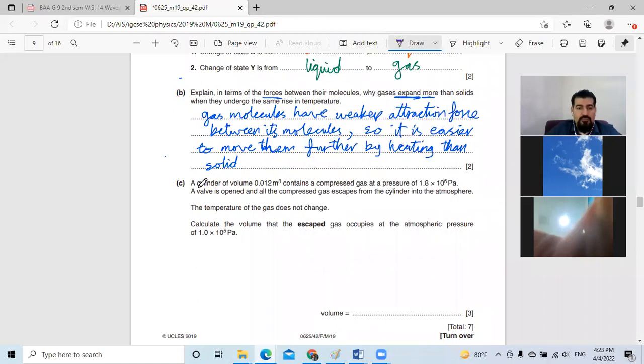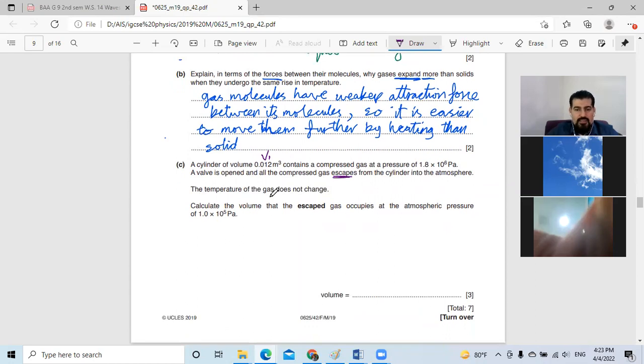Next question. A cylinder of volume V1, 0.012 meter cube, contains compressed gas at a pressure of 1.8 times 10 to the power of 6 Pascal. A valve is opened until the compressed gas is escaped from the cylinder into the atmosphere. The temperature of the gas doesn't change. Calculate the volume that escape from the container.